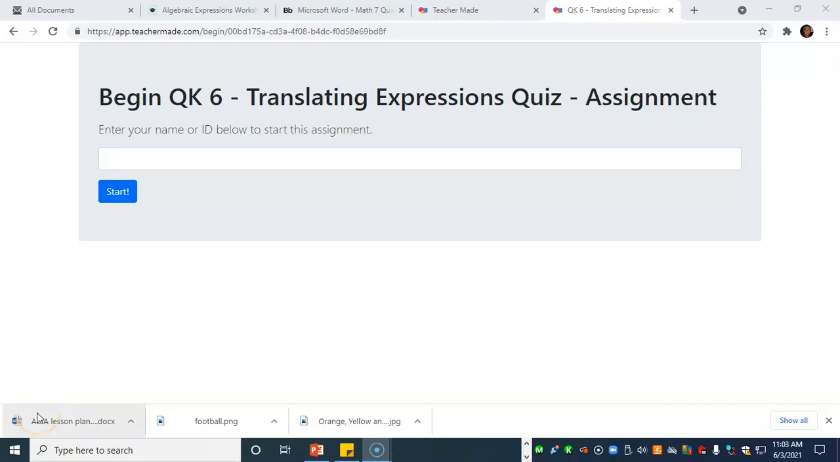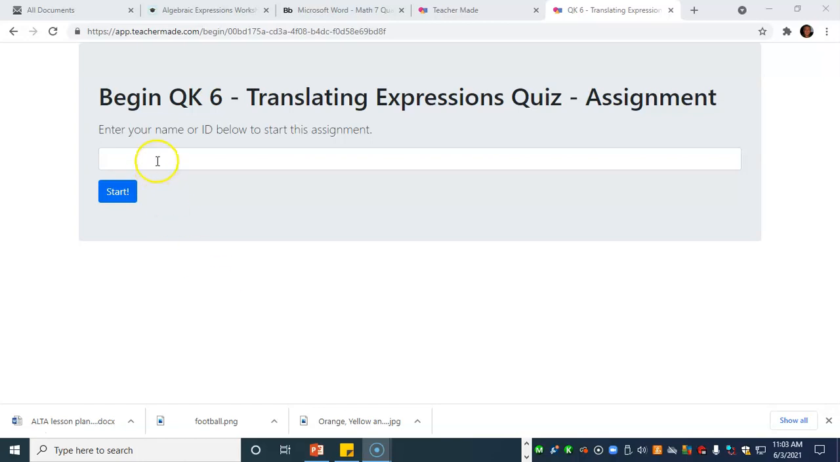Hey folks, Drew here with just a little video on how to use the Algebra toolbar in Teachermade in order to fill in some of your answers for translating expressions.